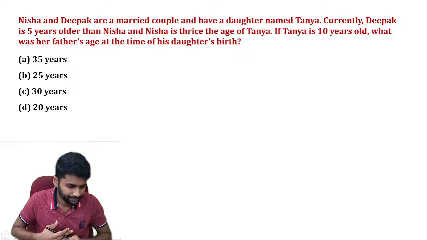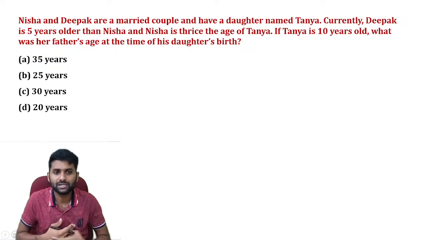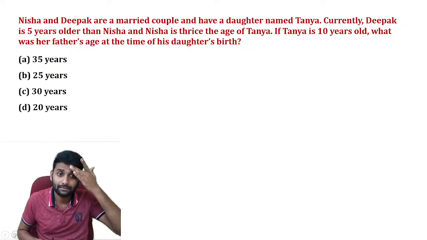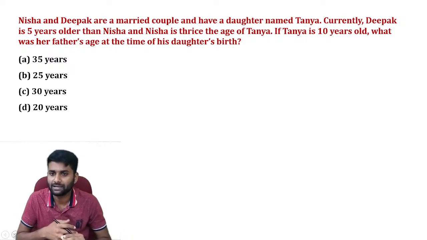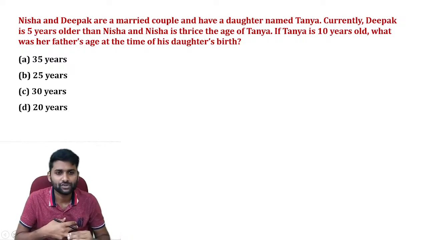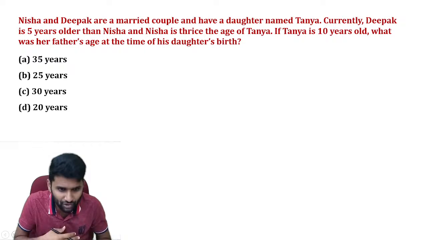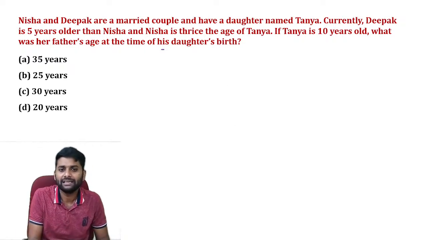Very good. See this question. Nisha and Deepak are a married couple and have a daughter named Tanya. Currently, Deepak is 5 years older than Nisha, and Nisha is thrice the age of Tanya. If Tanya is 10 years old, then what was the father's age at the time of his daughter's birth?